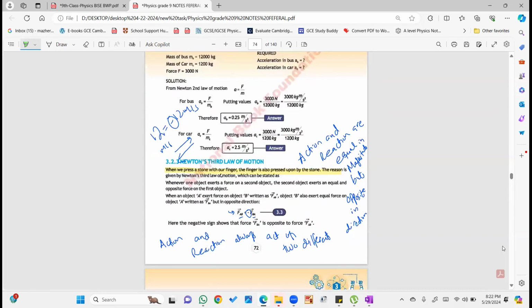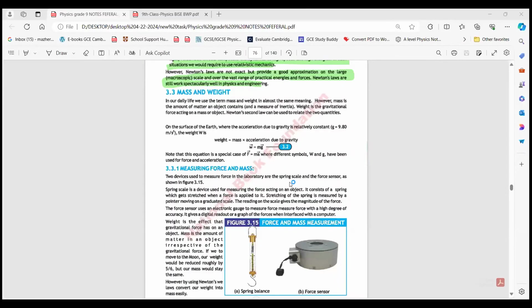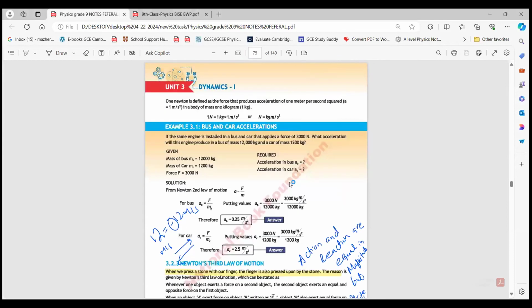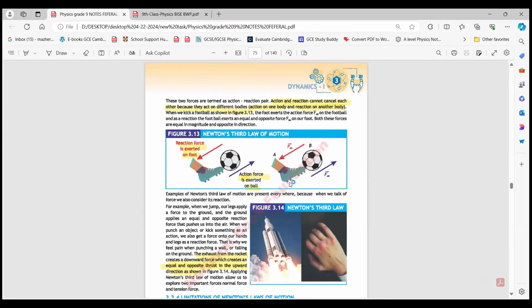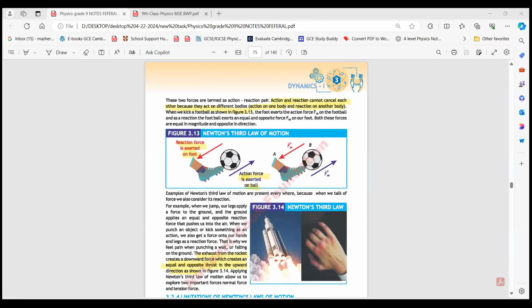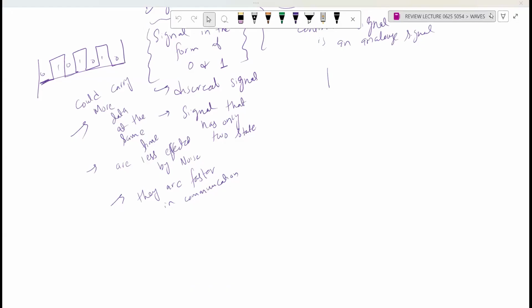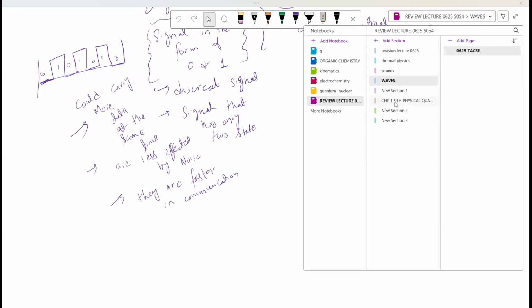Are we clear about Newton's first and third law? Yes. Okay, give it a read now. So Newton's second law is: when a force is applied on an object, an acceleration is produced, and that acceleration is directly proportional to the applied force and inversely proportional to the mass of that object. Let me share the whole screen and take you to the section.